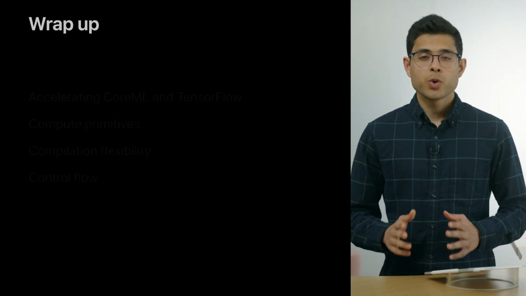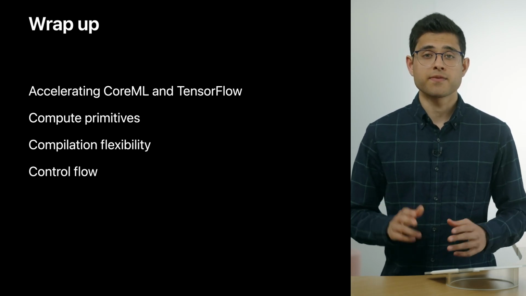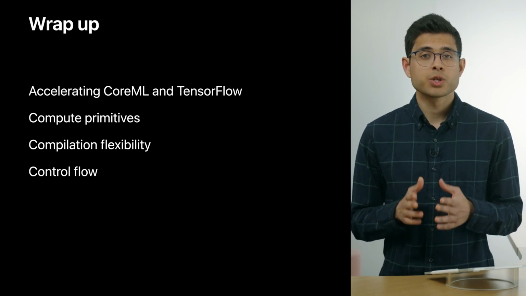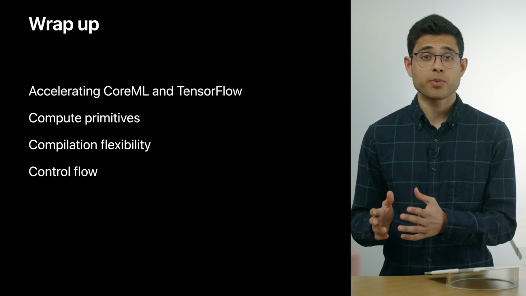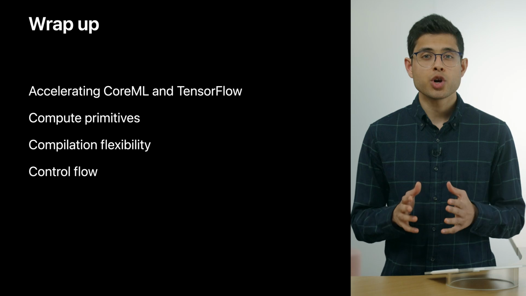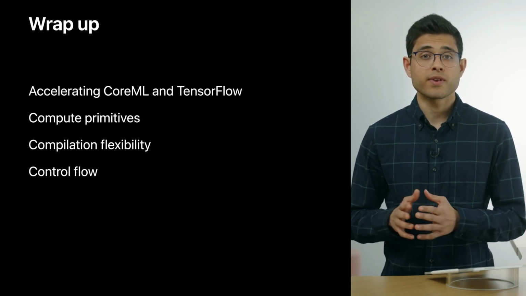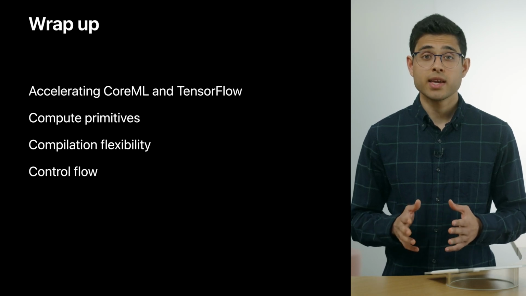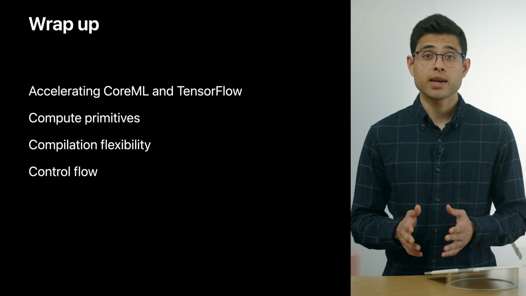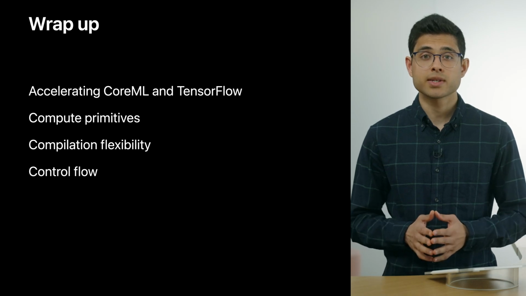In summary, we showed how adopting MPSGraph led to amazing performance improvements for CoreML and TensorFlow. Inference is now up to twice as fast. We introduced useful new compute primitives, including the stencil operator, that is going to enable a wide range of applications. We showed new compilation flexibility that MPSGraph offers. This is going to shave off latency from inference networks. And finally, we showed all new control flow capabilities of MPSGraph. This API is key to expressing several linear algebra applications in addition to machine learning networks.